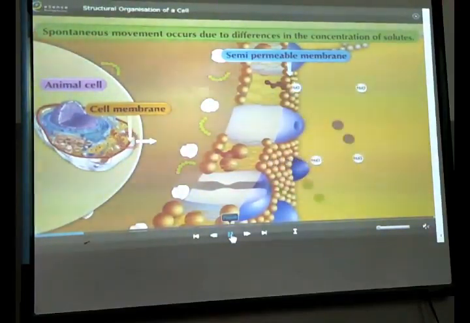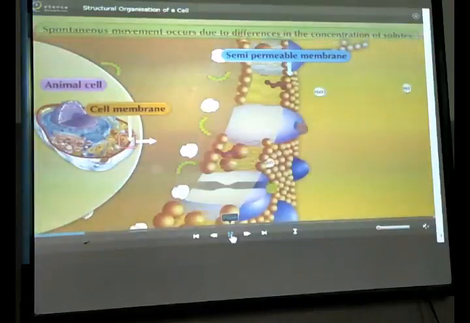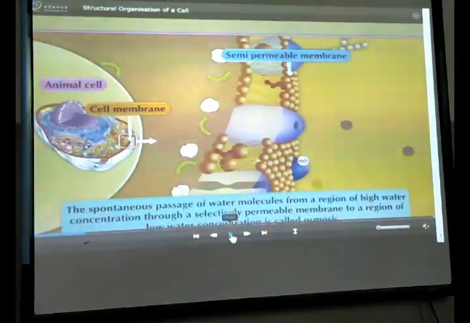So here also, spontaneous movement occurs due to the difference in the concentration of solutes, because here the solution of some nutrients and some minerals dissolved in water creates two types of regions, you may say concentration levels. So see here, the spontaneous passage of water molecules from a region of higher water concentration through a selectively permeable membrane to a region of low water concentration is called osmosis.